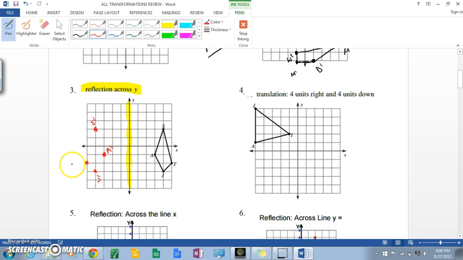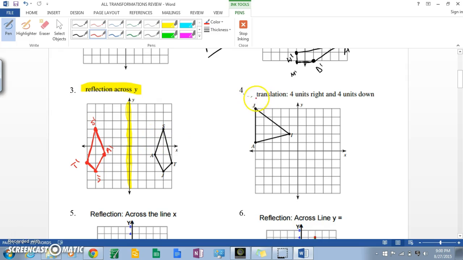That's J prime. Sorry, I forgot to label T prime a second ago. Connect my vertices. There's my shape.